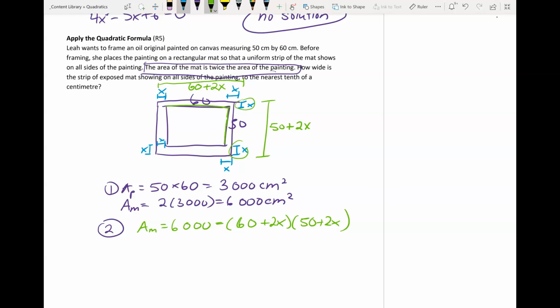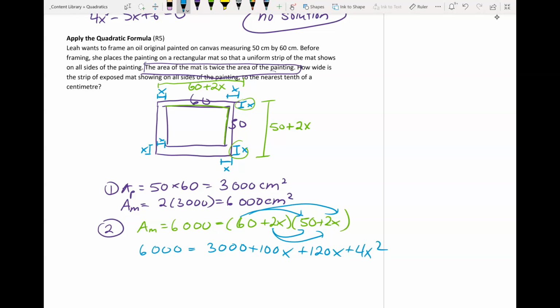And now we're going to solve for this. So I can solve for x. I'm going to rearrange this again so that we can set our quadratic equal to 0. I'm also going to expand, so I'm going to multiply our brackets out. So 60 times 50 is 3,000. 2x times 50 is 100x. 60 times 2x is 120x. And then 2x times 2x is 4x squared.